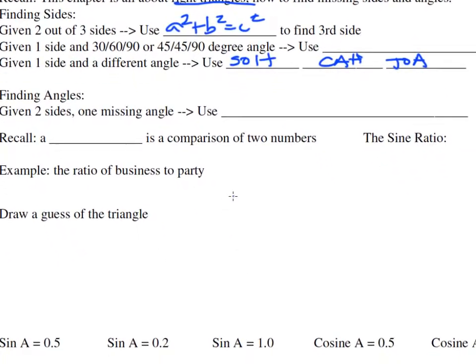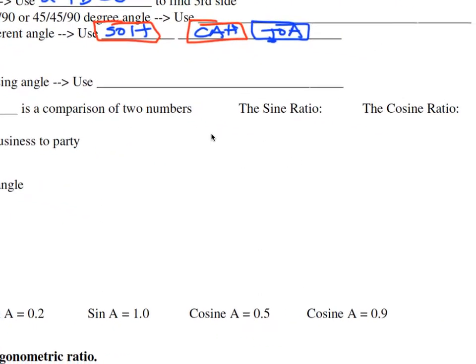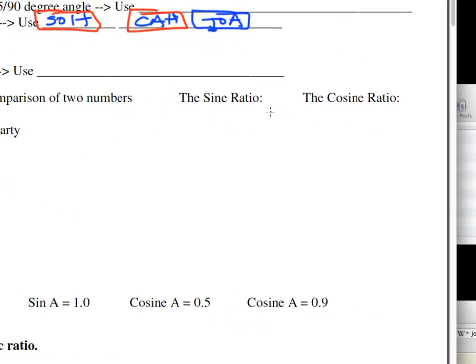So last time we focused on TOA. Remember, the T stands for tangent. Today we're going to focus on sine, which is SOH, and cosine, which is CAH. The only thing you really need to know for today is the sine ratio. Sine of the angle equals O over H: opposite over hypotenuse.